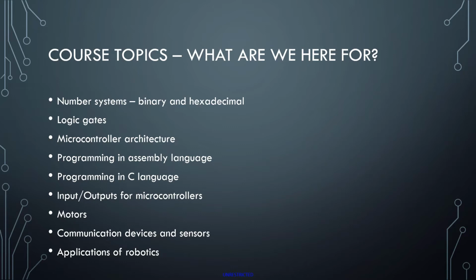We're also going to be exploring logic gates and how those factor into programming. We'll be looking at microcontroller architecture, so what are the main pieces of a microcontroller, and then we'll spend a couple weeks learning how to program in assembly language, and then we'll spend around 1/3 of our course covering programming in C language. And then at the end of the course, you'll have a final project where you'll program that in C language. After that, we'll be covering some inputs and outputs for microcontrollers, how different components will interface with them.